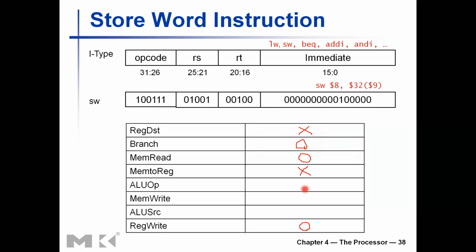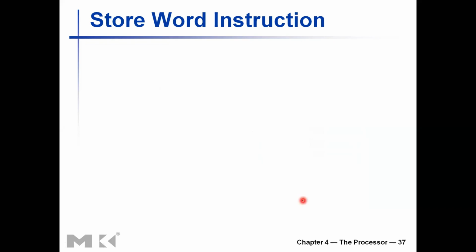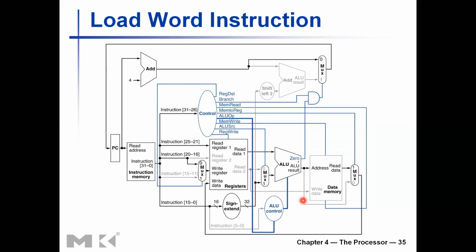ALU op for the store word instruction is the same as load word, should be 0, 0. We are asking the ALU to perform the add operation. And mem write should be what? It should be 1, because we are writing to the memory. We are writing to the memory in a store word instruction.